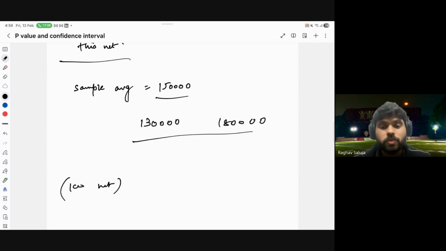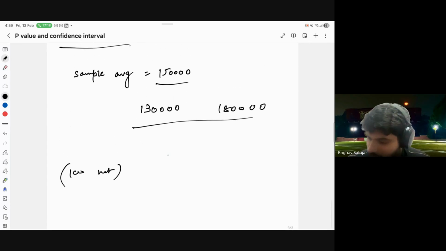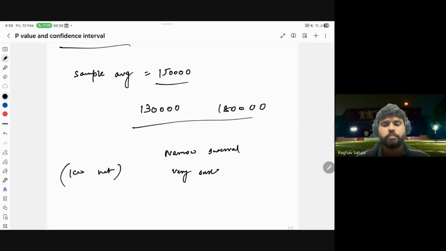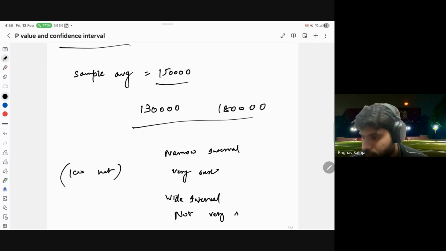This is what confidence interval is all about. A confidence interval gives you a range of plausible values. Narrow interval, we are very sure. Precision. Wide interval, we are not very sure. This is what confidence interval means. That's it.